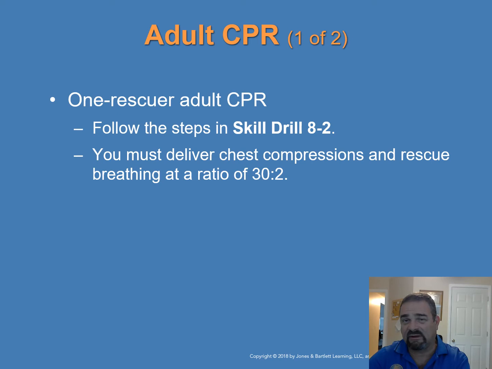When performing one rescuer CPR, you must deliver chest compressions and rescue breathing at a ratio of 30 compressions and 2 breaths. Remember, it's just like a child. Child when you're by yourself. Infant when you're by yourself. Adults when you're by yourself. 30 compressions, 2 ventilations. Okay?